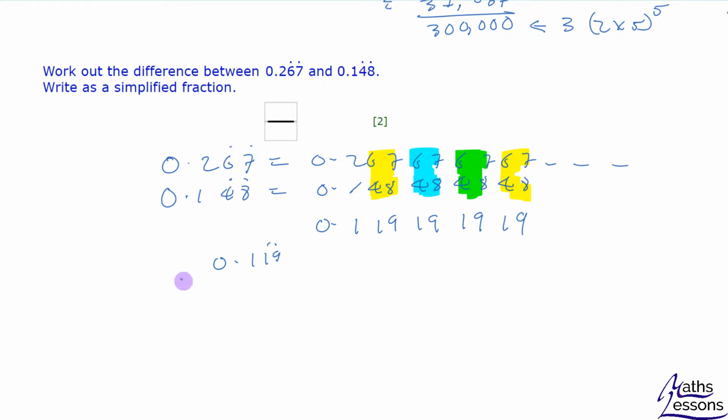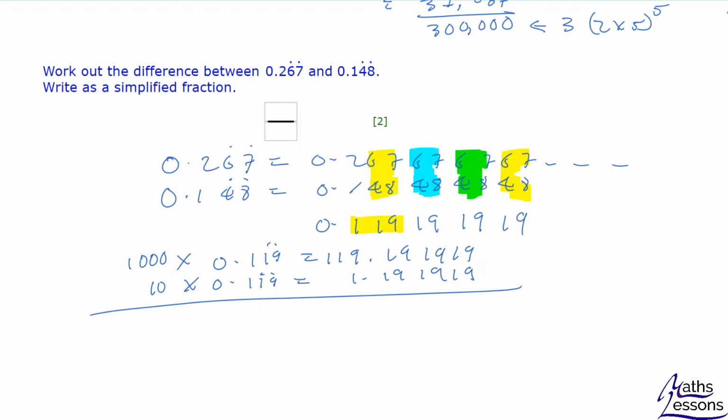So we have 1,000 lots of that because we've got 3 digits before we're going to get likely repeats. Okay, we times by 1,000, so that's going to give us 119.191919. And if we do 10 lots, because we've got to get that 1 to the other side of the decimal, then we're going to get everything matching up. And you get 1.191919. And now all the decimals match up on each side, so subtract them.